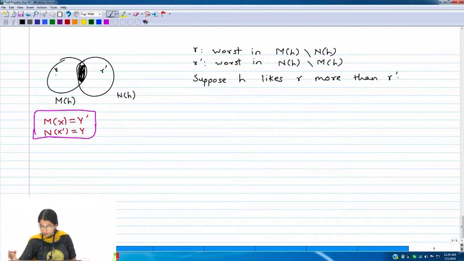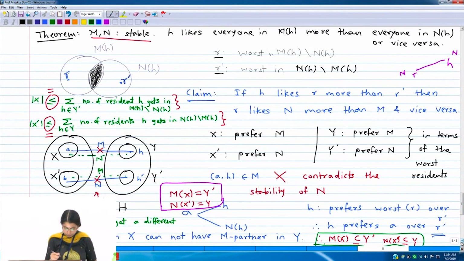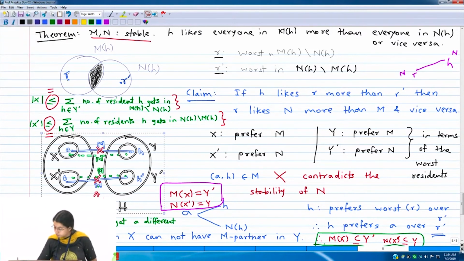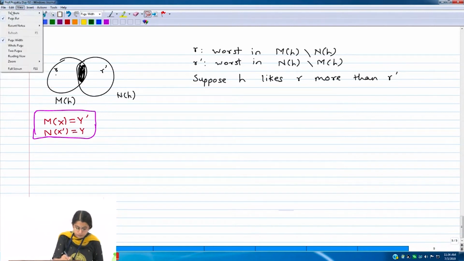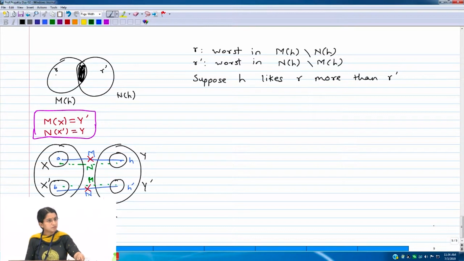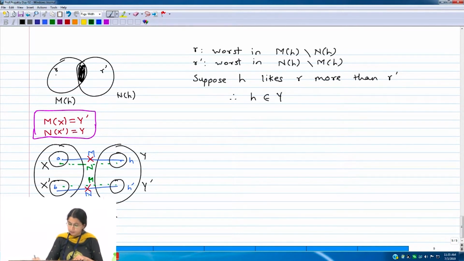So in terms of the sets that we had earlier, which set will H be? So we had these sets X, Y, X prime and Y prime. Can you say where now H will be? H can either be in Y or it can be in Y prime. So if it likes the worst one in M more than the worst one in N, which set do we put it? Yes, in the set Y. So we know that H belongs to Y just by the way we defined the sets Y and Y prime.